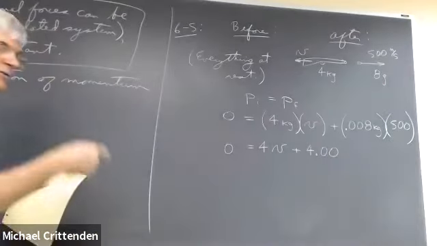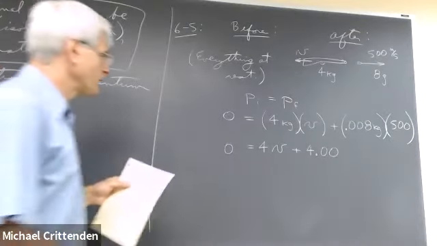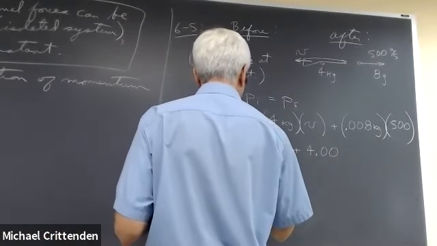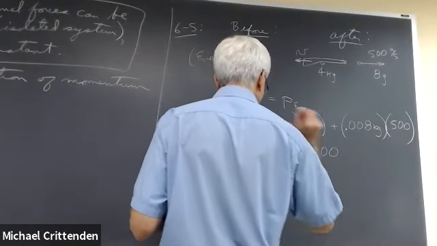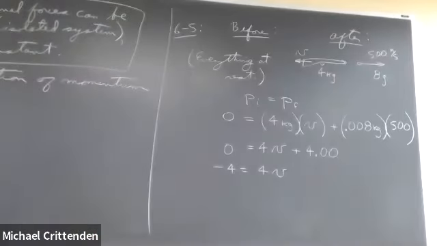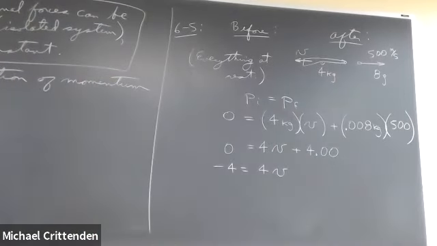500 times 0.008 is 4. Subtract the 4 from both sides. Divide both sides by 4.